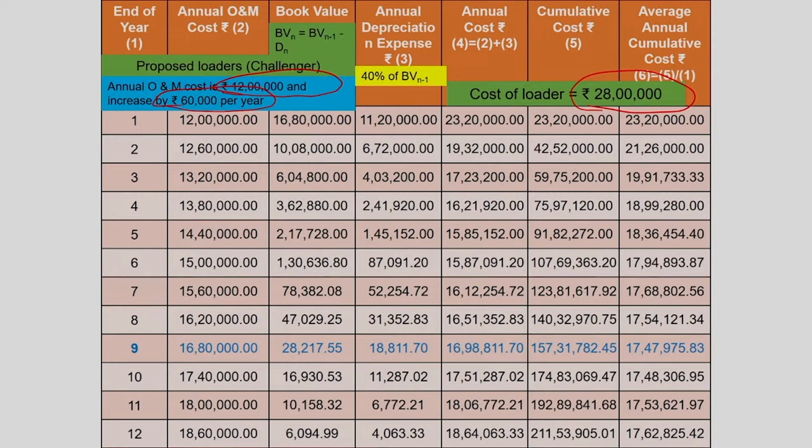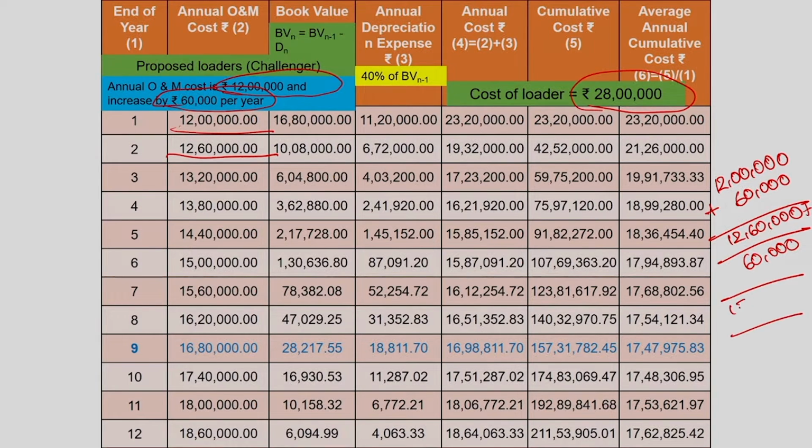Because of that you can have a saving of 20,000 per year when compared to the old loader. The same way you calculate the operating and maintenance cost. For the first year it is 12 lakh. Now, add 60,000 every year, as the operating and maintenance cost is increasing. So, it is 12 lakh 60,000 for the second year. Again for the third year add 60,000, you will get 13 lakh 20,000. So, you keep adding 60,000 every year. You can see the operating cost is increasing with the duration.